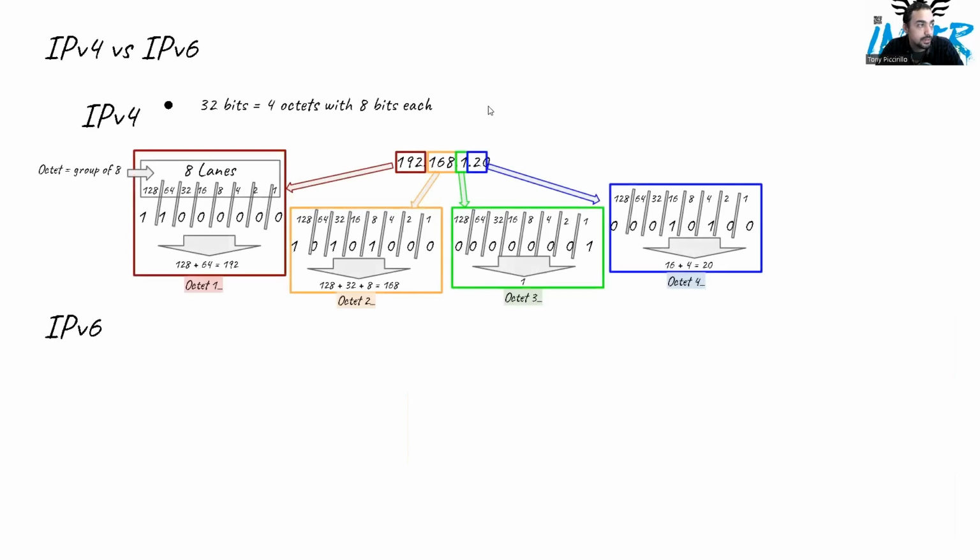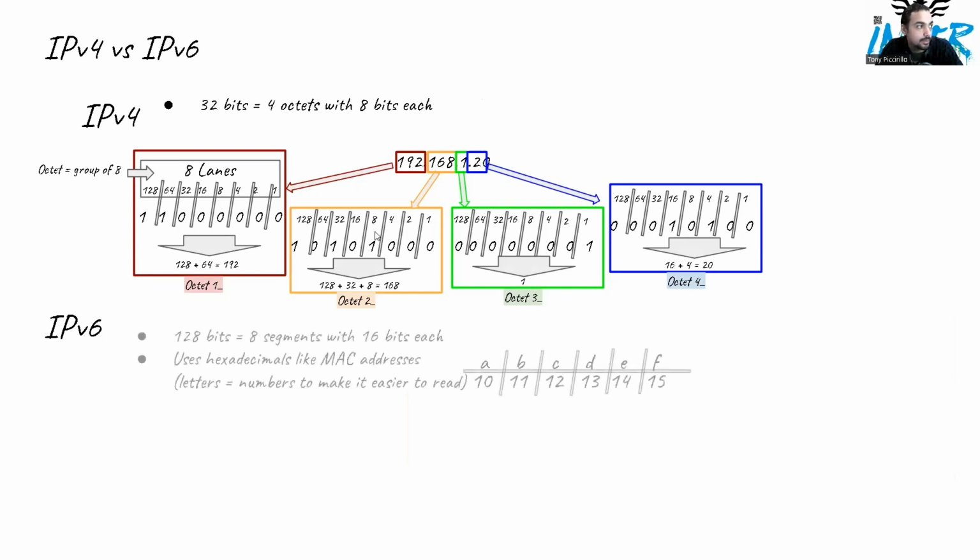So IP version 4 is made up of 32 bits. That's 4 octets with 8 bits each, right? So those 8 lanes, 4 times, is 32. Meanwhile, IP version 6 is made up of 128 bits. So there's 8 segments with 16 bits in each one. 8 times 16 is 128.